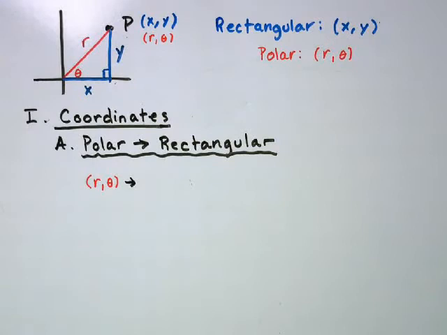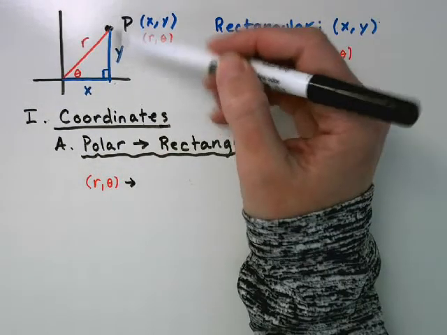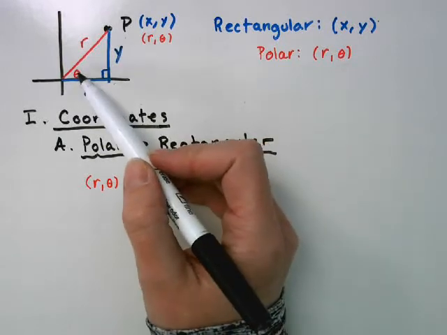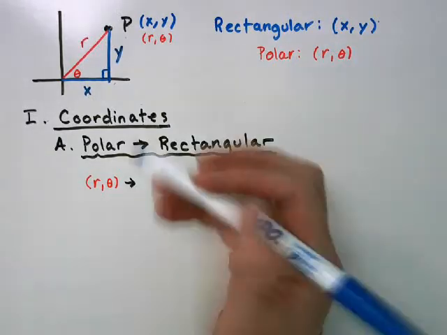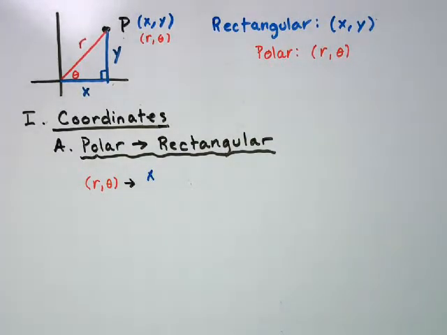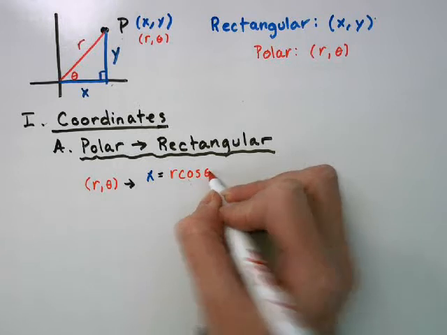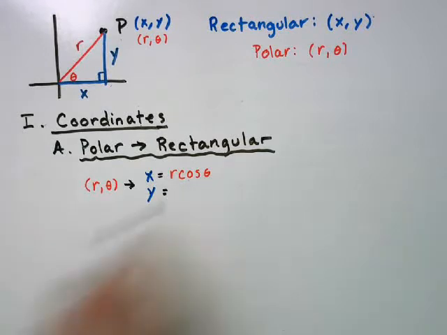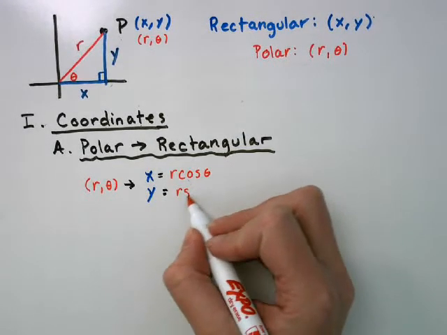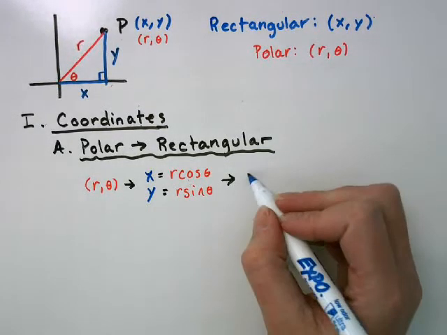Okay, now think back to vectors. We had a magnitude and a direction, and we turned it into its components. Same thing here. I have an r and a theta, and I want to get x and I want to get y. Well, cosine of theta is going to be x over r. So my x is going to be r cosine theta, just like with vectors. My y is going to be r sine theta. And we end up with an x and y coordinate.